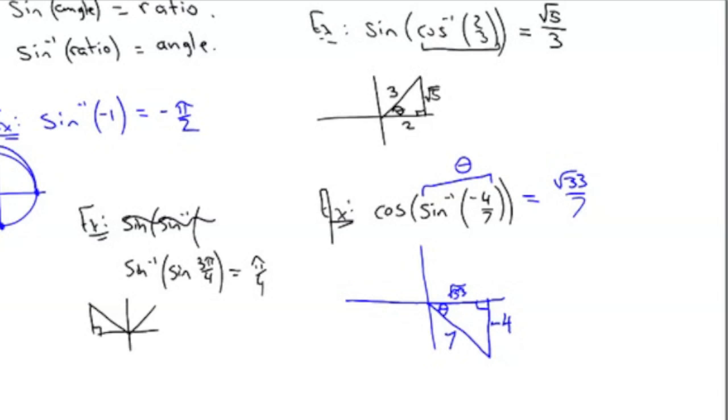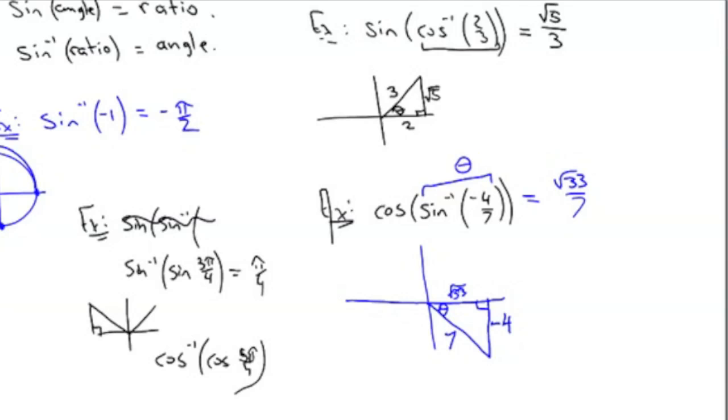Not always, with the reference. Like if you had cosine inverse of cosine of 5 pi over 4. Where's 5 pi over 4 located? It's located in the third.